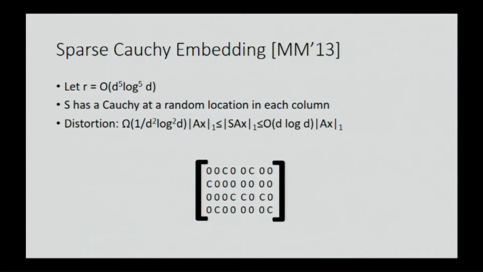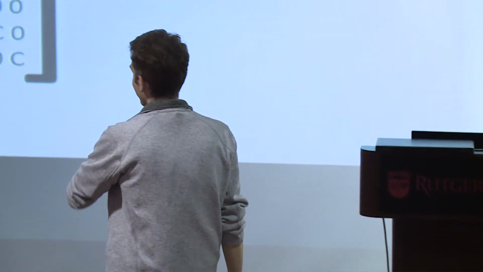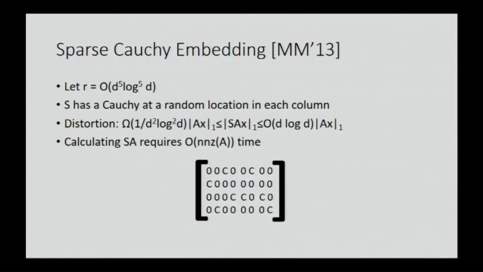And what they proved is if you choose a number of rows here which grows as roughly d to the 5th, then you get a subspace embedding with this kind of distortion. The 1 norm of SAx is at most d log d times the 1 norm of Ax, and at least 1 over d squared log squared d times the 1 norm of Ax. So ignoring log factors, this gives a d cubed distortion. I shrink by at most 1 over d squared, and I grow by at most d. But it's very fast. I can compute S times A in input sparsity time, the number of non-zero entries of A.